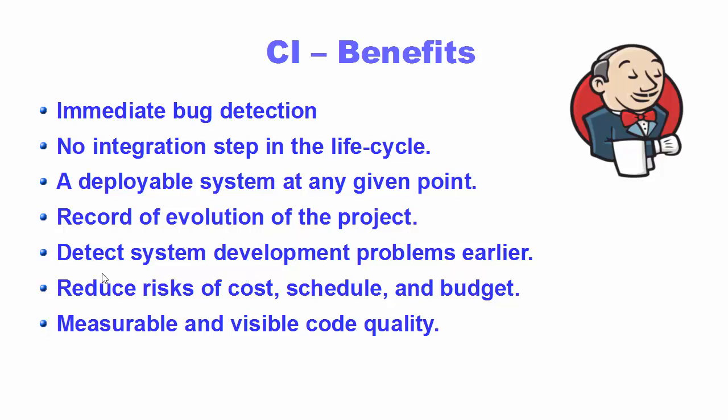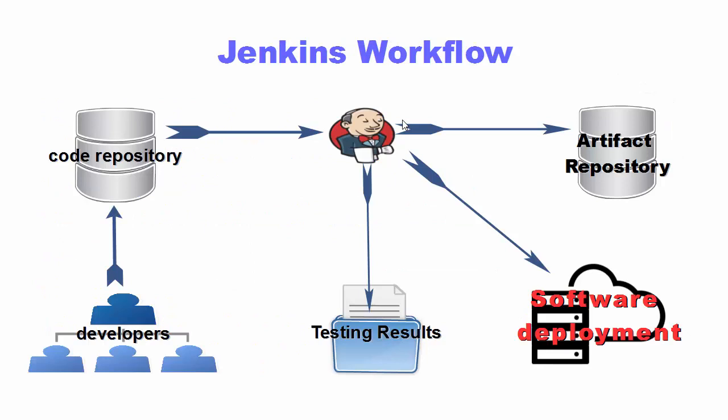As a result, you have reduced risks of cost, schedule and budget. So when you detect the problem earlier, obviously you are going to save on cost, time and budget. And the last but not the least is the measurable and visible code quality. Using Jenkins or any other CI system, you will be able to visibly see the code quality of your project. Now let's see, using some picture, how it all happens.